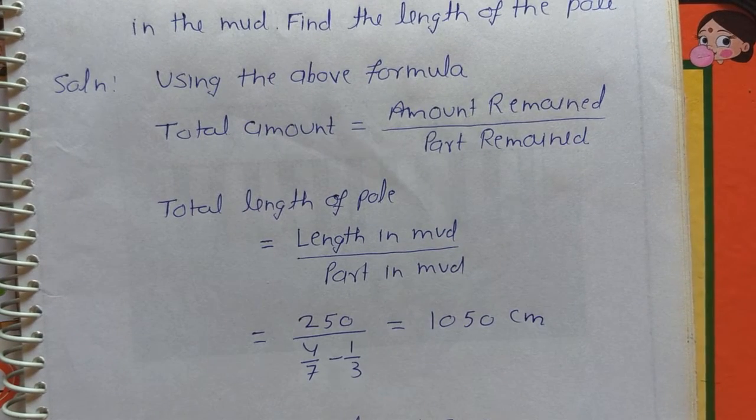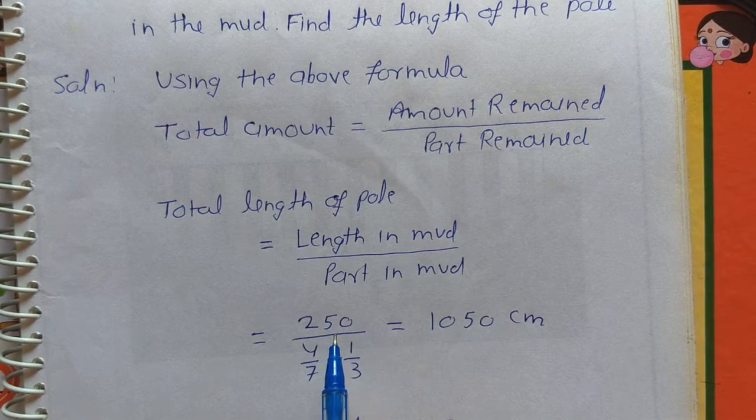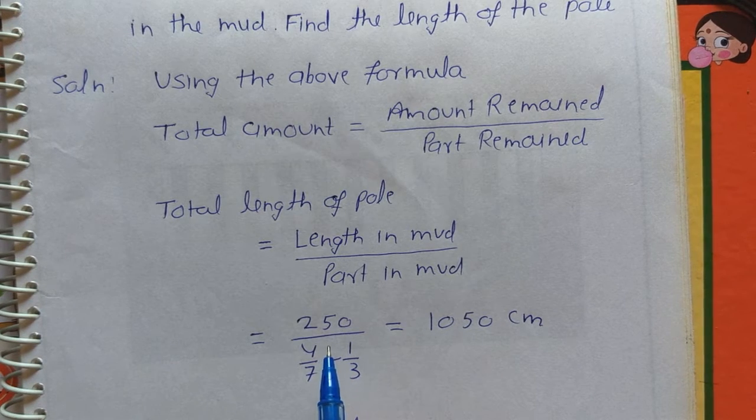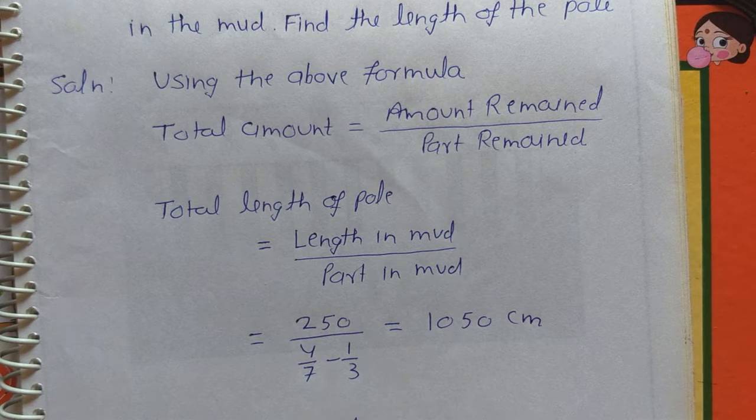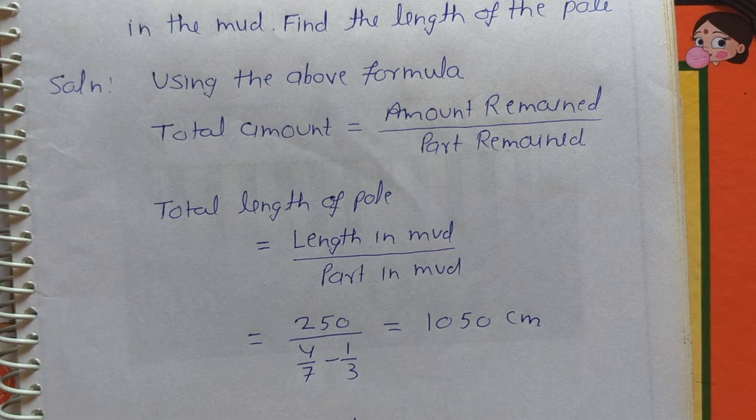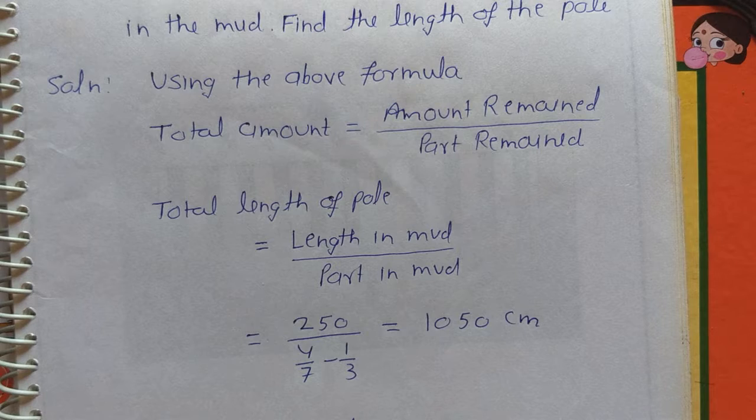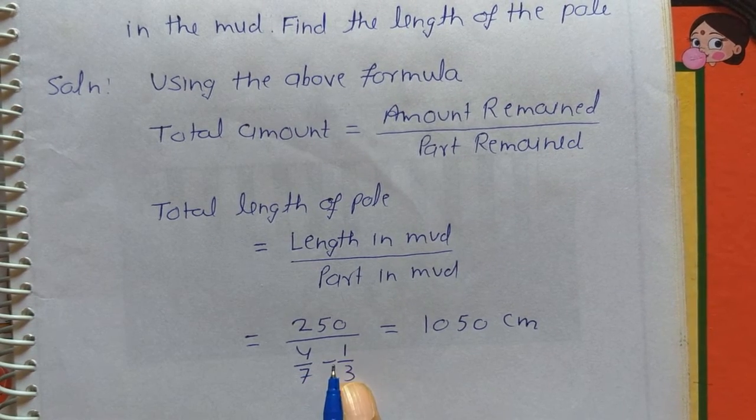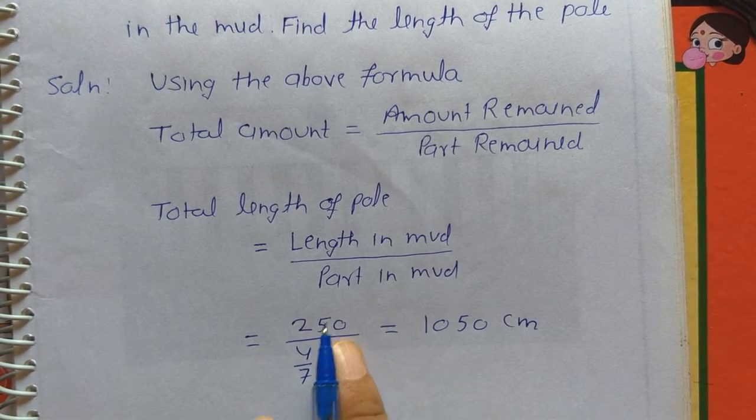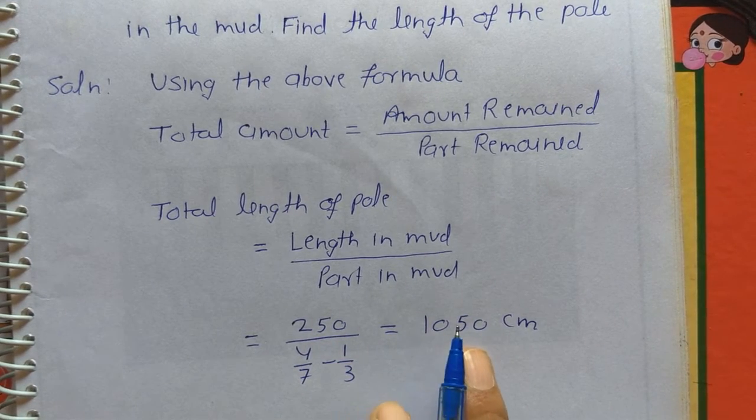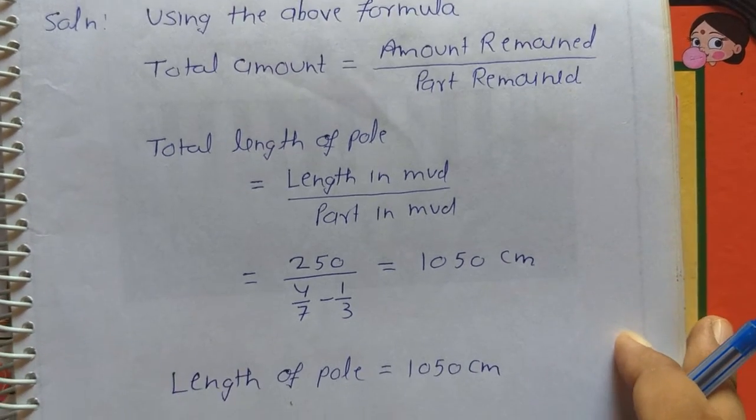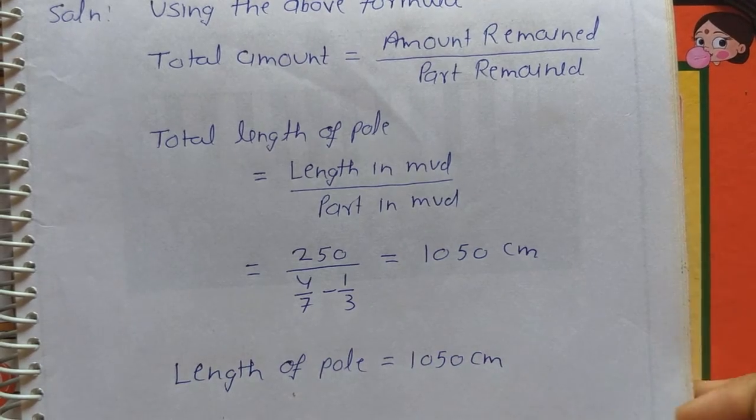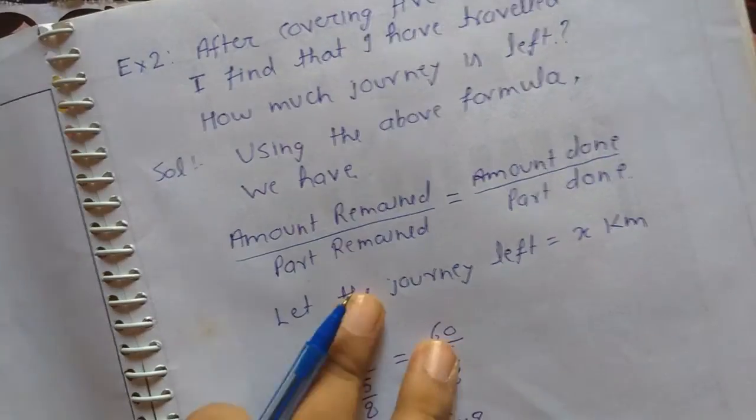So 250 centimeter is the part of the pole which is still inside the mud, and the part remaining inside the mud, initially it was 4 by 7 and 1 by 3rd part is pulled out from the mud. So the remaining part in the mud is 4 by 7 minus 1 by 3, and when we solve this expression we will get 1050 centimeter. So the length of the pole is 1050 centimeter. Now we will see another example.